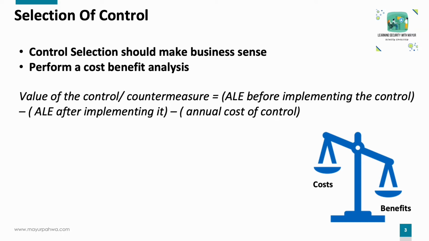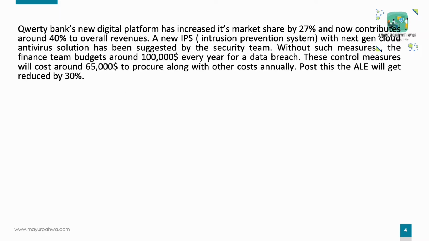Similarly, we need to calculate the value of the control by using the formula here. If the value is positive, it means it makes sense to proceed forward. If the value is negative, that means the costs outweigh the benefits and we need to think of compensating controls. This is a sample question, the focus of which is to showcase whether it makes sense to implement controls suggested by the team. Let's try to understand this.